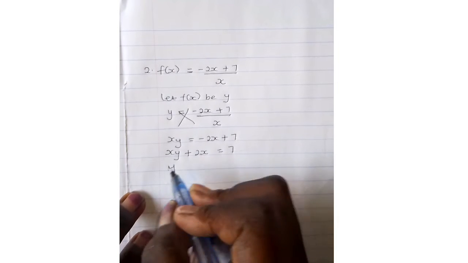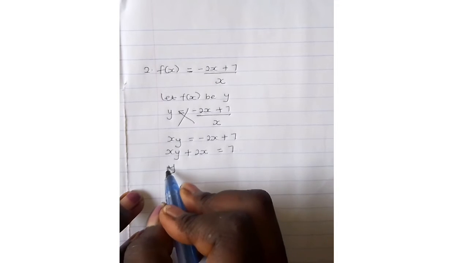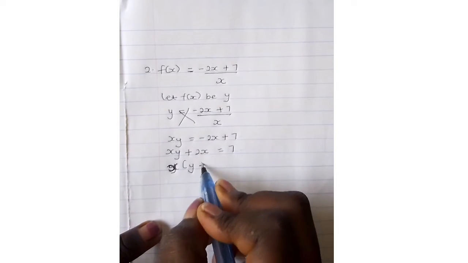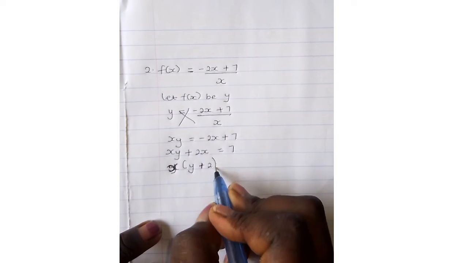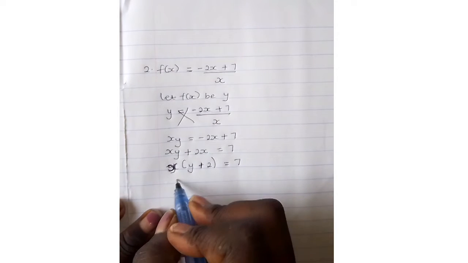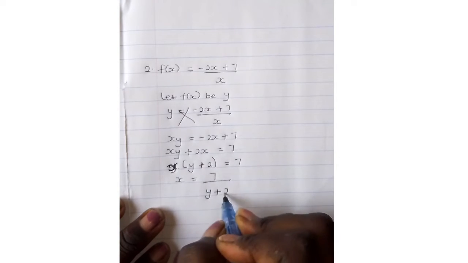Okay. We said x is common between these two functions. So it will become x into y plus 2, all equal to 7. Make x the subject here. x is equal to what? 7 over y plus 2.